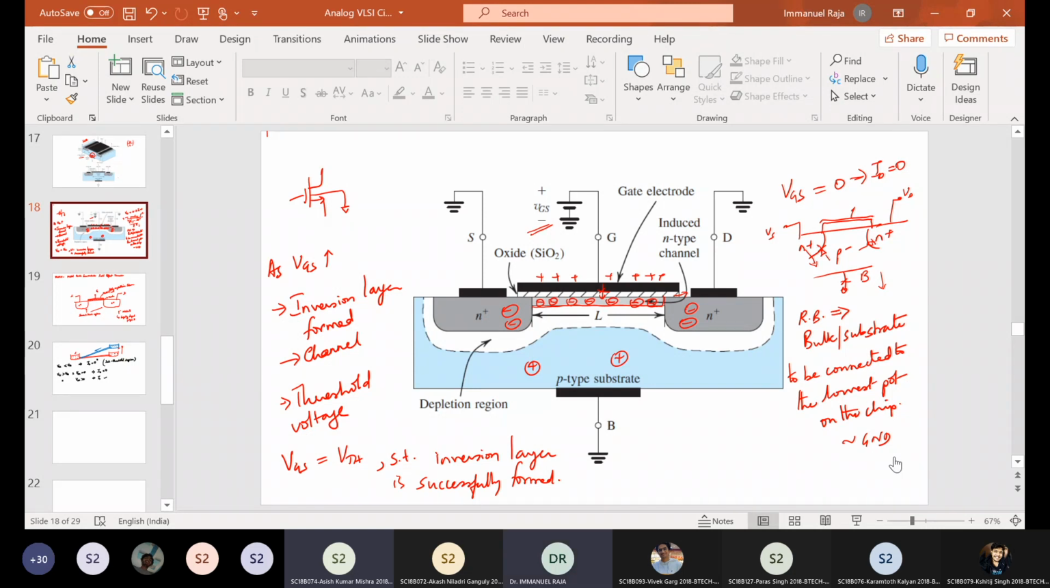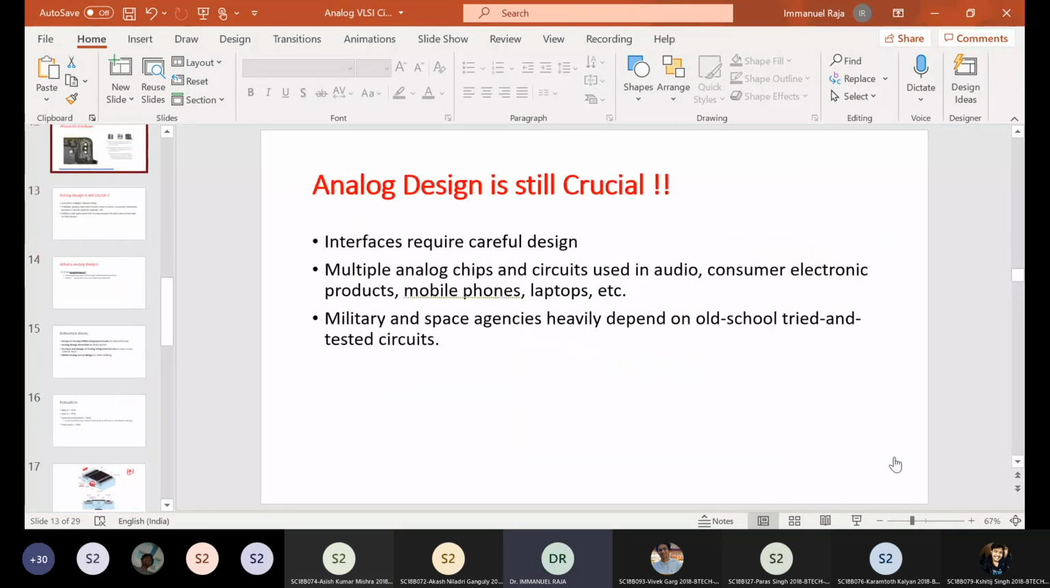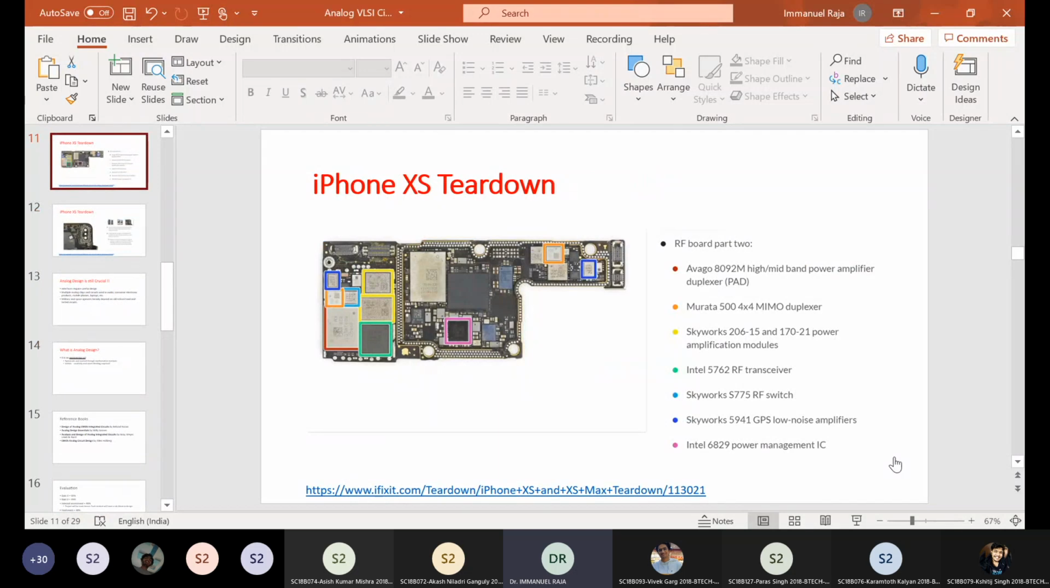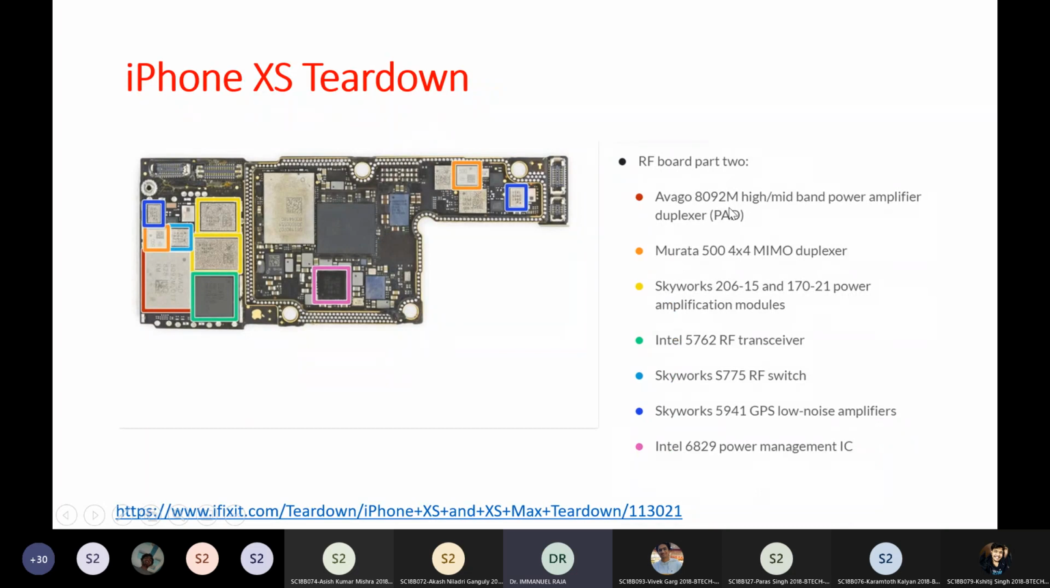Okay, so power management ICs, basically, let me go to that particular thing. For example, you have a high mid power amplifier, which is an RF power amplifier from Avago, right? This might have a supply voltage of, let's say, some 5 volt. And your RF transceiver by Intel will be a CMOS IC. This might have a supply voltage of 1 volt or 1.2 volt. Your GPS low noise amplifier also might have a supply voltage of, let's say, 3.3 or 5 volt and so on.